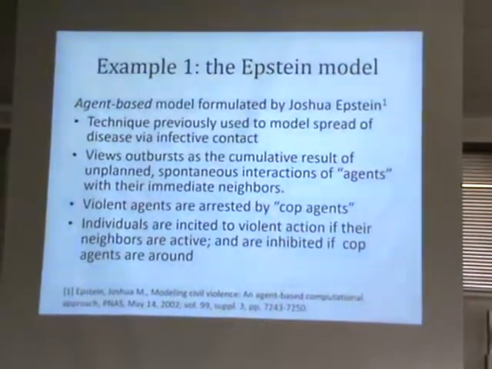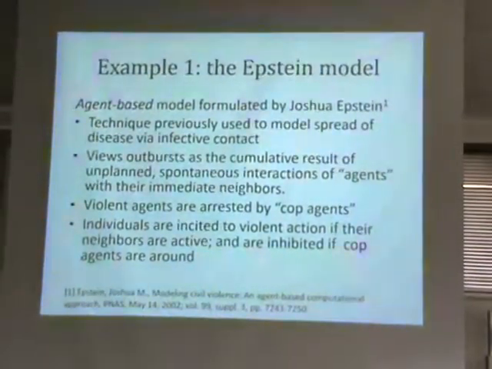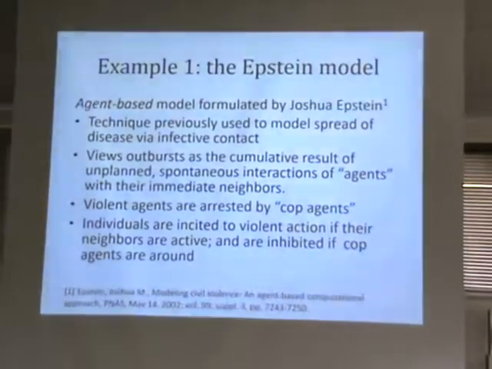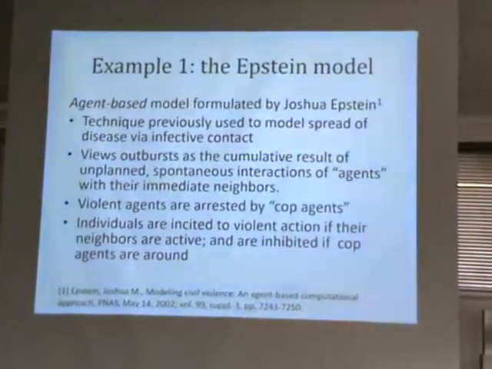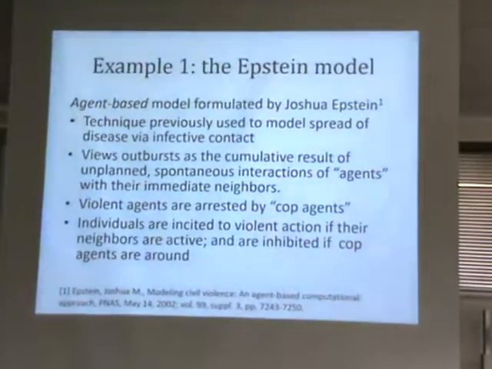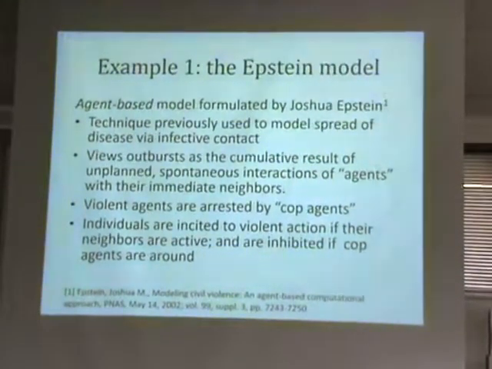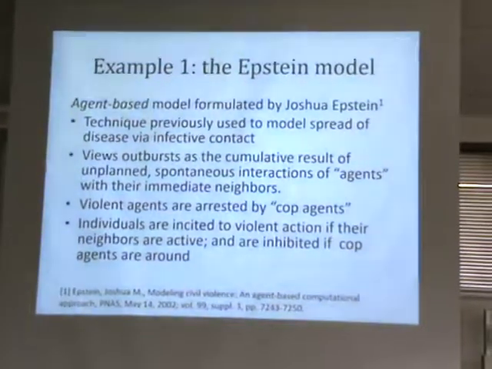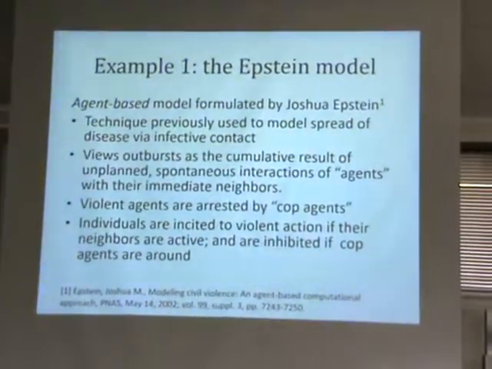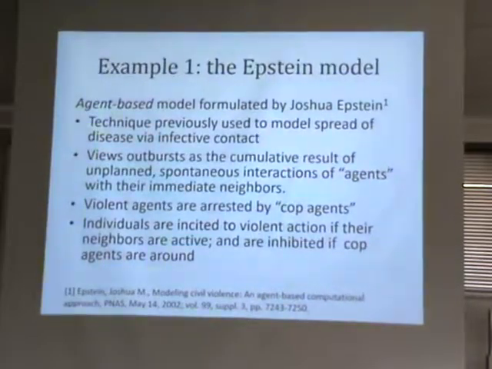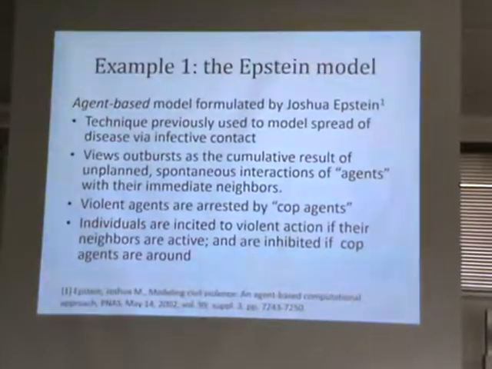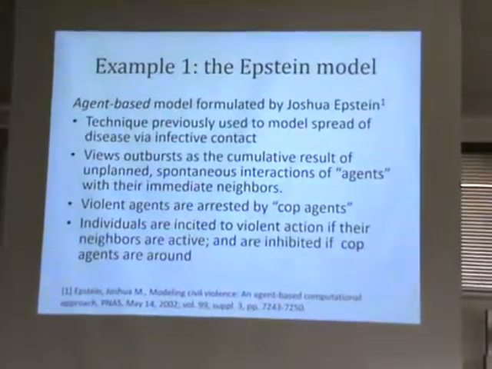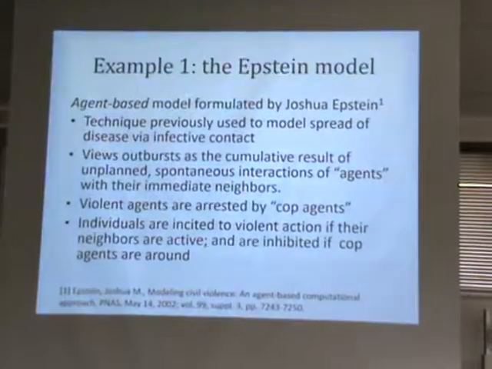So the Epstein idea is that a person on the street will look around. If he sees 10 people being violent and no cops, then he has a strong incentive to be violent also. If he sees five people being violent and one cop, well, it's kind of iffy. If he sees 5 cops and 1 person being violent, then he's not going to do it. So looking at the conditions around him, he reacts and acts accordingly.